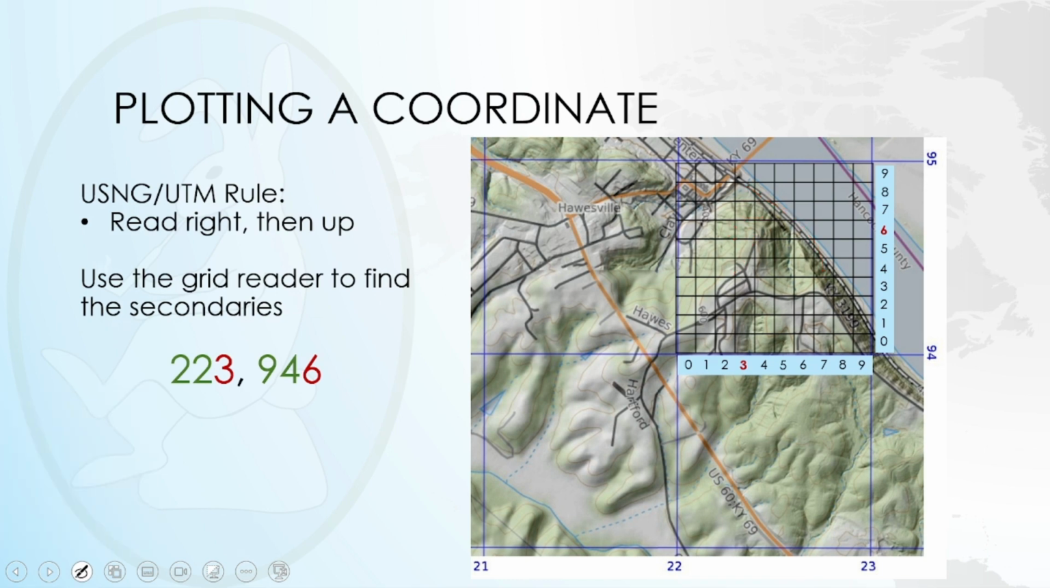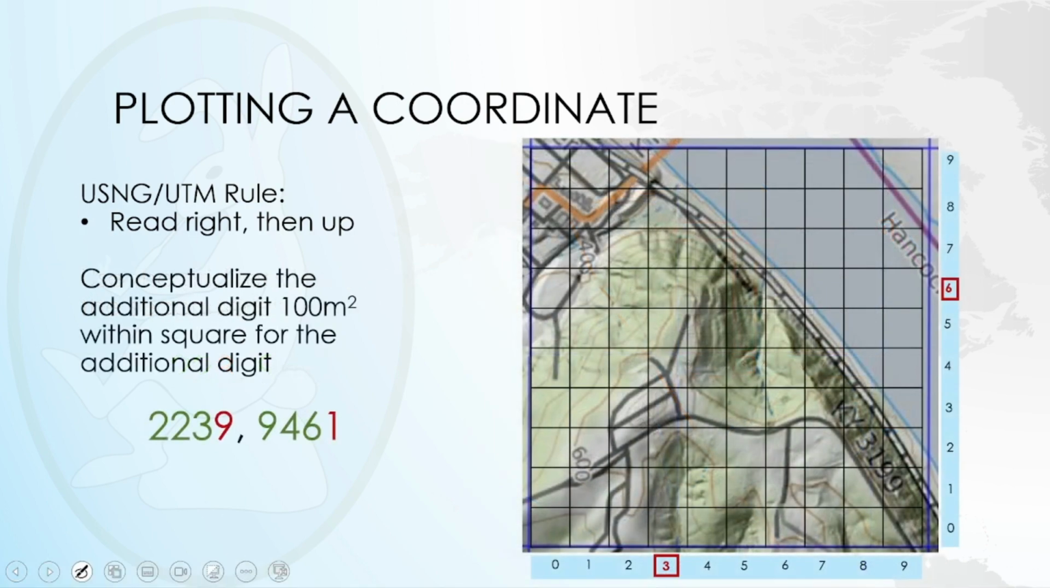We have gone through and we have read to the right. We have read up. We have seen where this intersects here. And we know that that's 100 square meters. That's where I want you to get at. Okay? That's going to get us pretty close. We can take that a step further by adding an additional digit to the end.